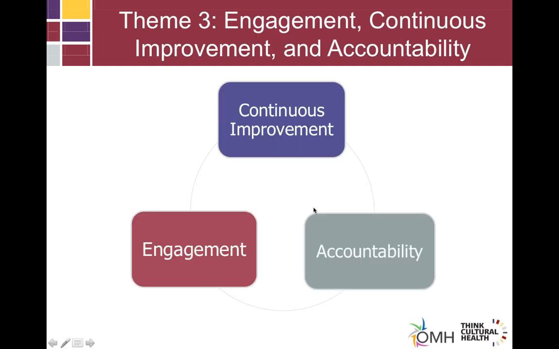Now for the third and final theme, engagement, continuous improvement, and accountability underscores the importance of establishing both individual and organizational responsibility for implementing CLAS. Effective delivery of CLAS demands actions across an organization. This theme focuses on the supports necessary for adoption, implementation, and maintenance of culturally and linguistically appropriate services and policies, regardless of one's role within an organization or practice. All individuals are accountable for upholding the values and intent of the National CLAS Standards.